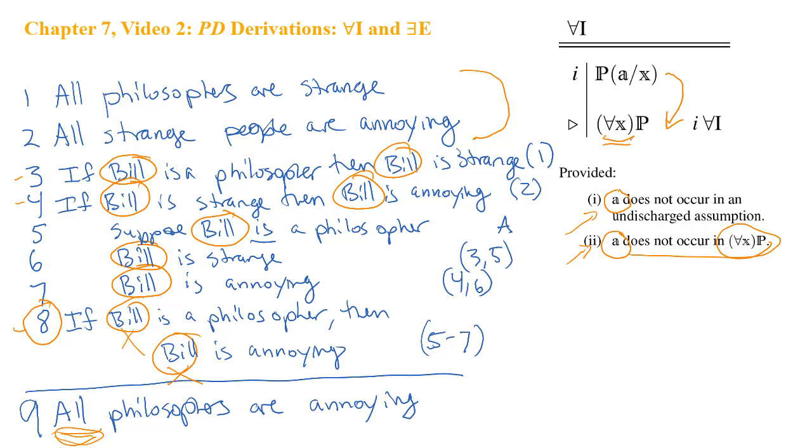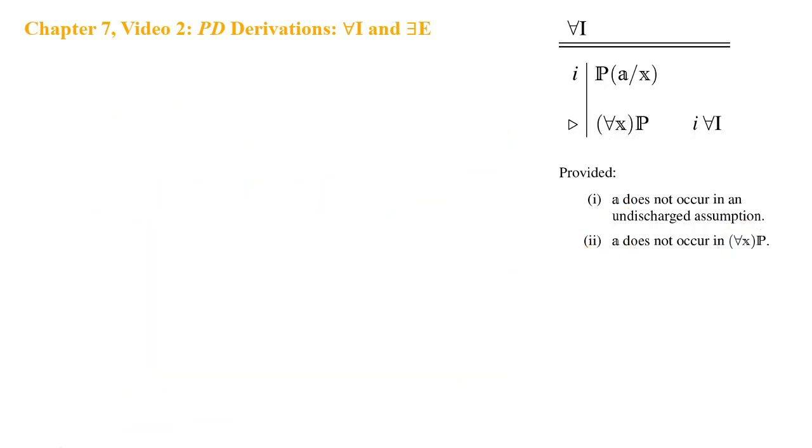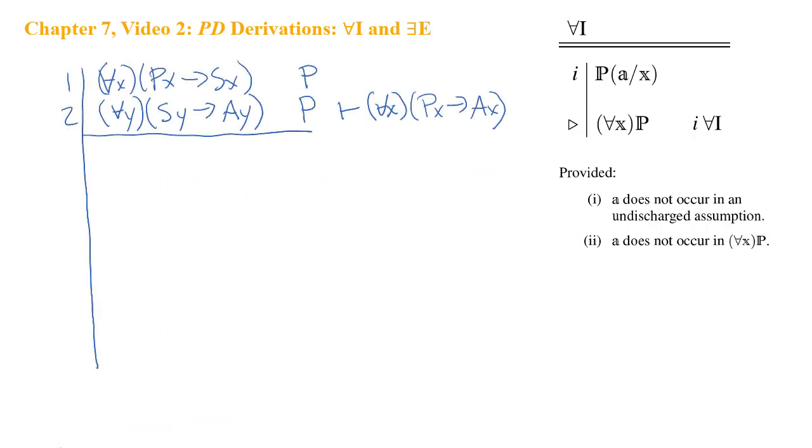Let's see how this works symbolically. So a symbolized version of the previous argument would look like this. So we have the 2 premises symbolized as primary assumptions here. All x, Px then Sx, for all philosophers are strange. All y, Sy then Ay, for all strange people are annoying. And our goal, all x, Px then Ax, for all philosophers are annoying.